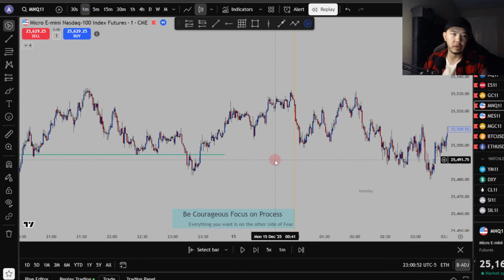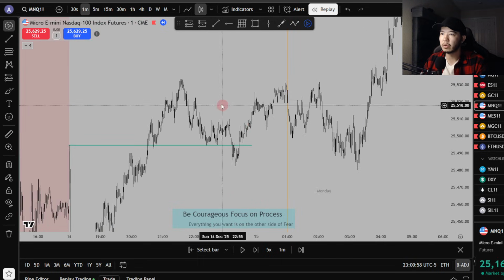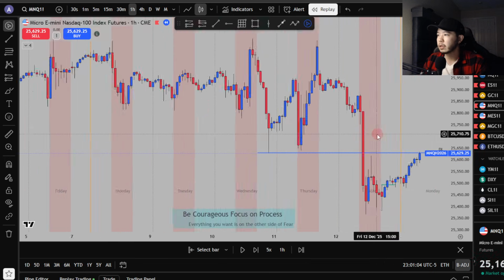So you can kind of get the idea that you can either swing trade it or you can hold it longer, depending on what you do, if you're trading a CFD account or a futures account. So there is that.